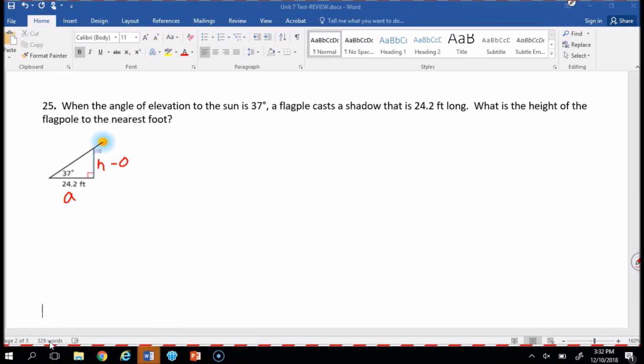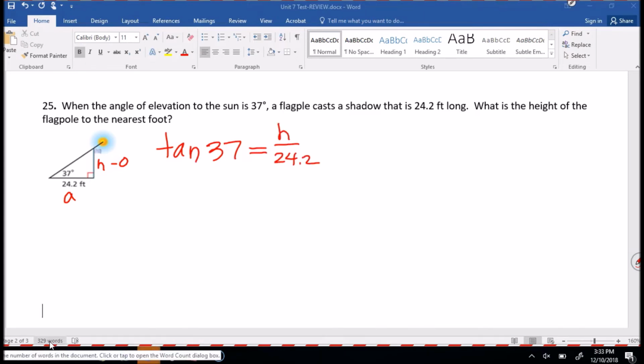So that means if we have opposite and adjacent, if we look on our formula sheet, we're going to see that that's tangent. So we're going to say the tangent of 37 degrees is equal to opposite over adjacent, so h over 24.2. Again, we're going to bring that 24.2, we're going to multiply both sides by it. So 24.2 times the tan of 37 is equal to h. So our answer here for h is equal to 18 feet, because again, this tells us to round it to the nearest foot.